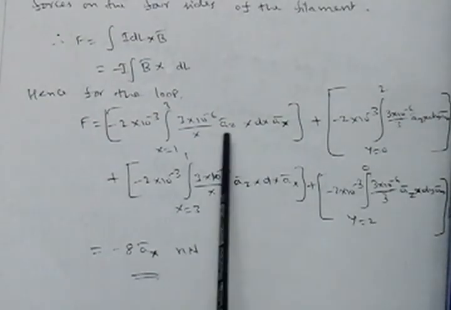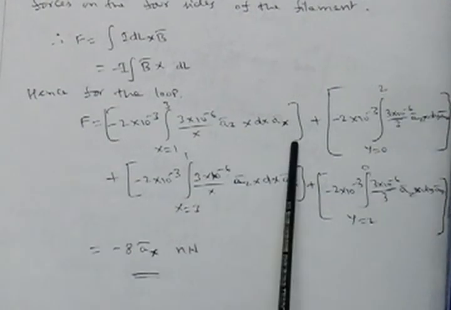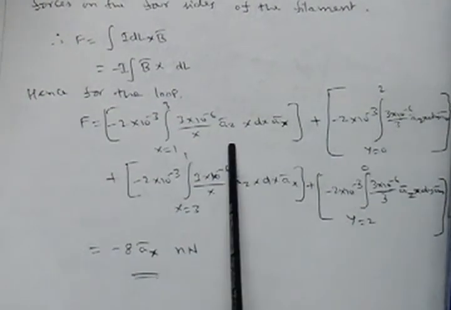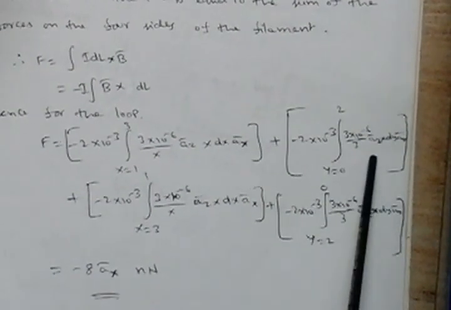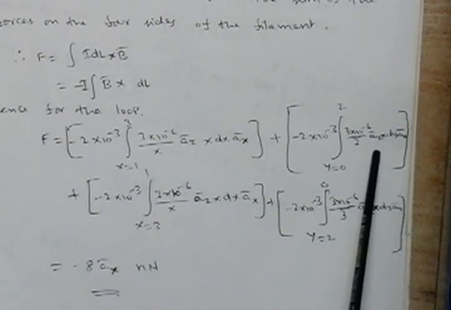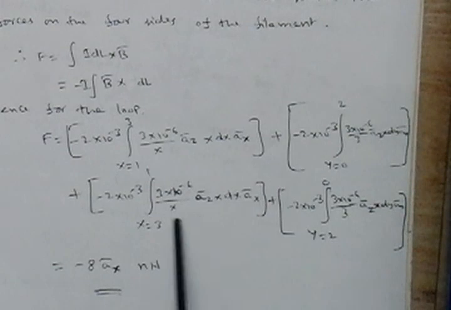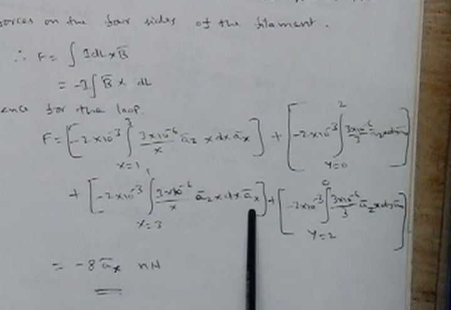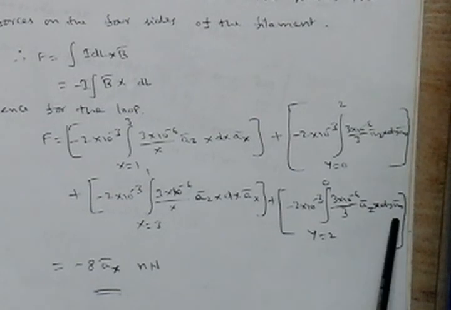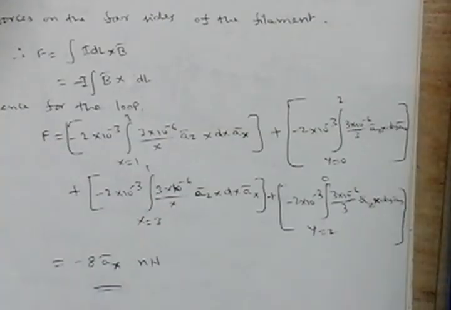Please remember here, AZ bar cross AX bar. What is our formula? Minus AY bar. Similarly here, AZ bar cross AY bar. What is the formula? Minus AX bar. Similarly here, AZ bar cross AX bar gives plus AY bar, and AZ bar cross AY bar gives minus AX bar. If you substitute like that, you will directly get this answer.